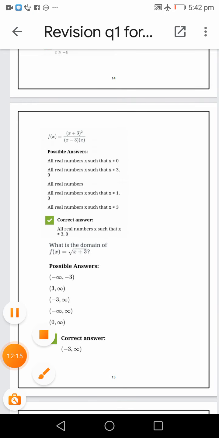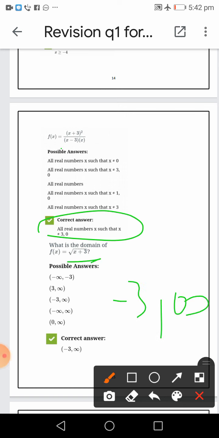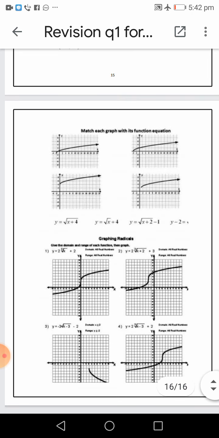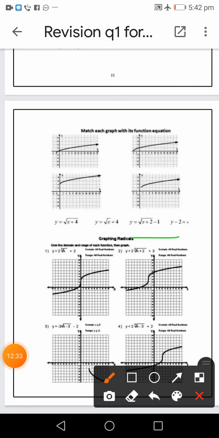Here too, all real numbers except 0 and 3. Here, from the opposite, negative 3 to infinity, or greater than negative 3. Here the radical, how we can use it with the transformation and with graphs, you can check the video in the 6th week.